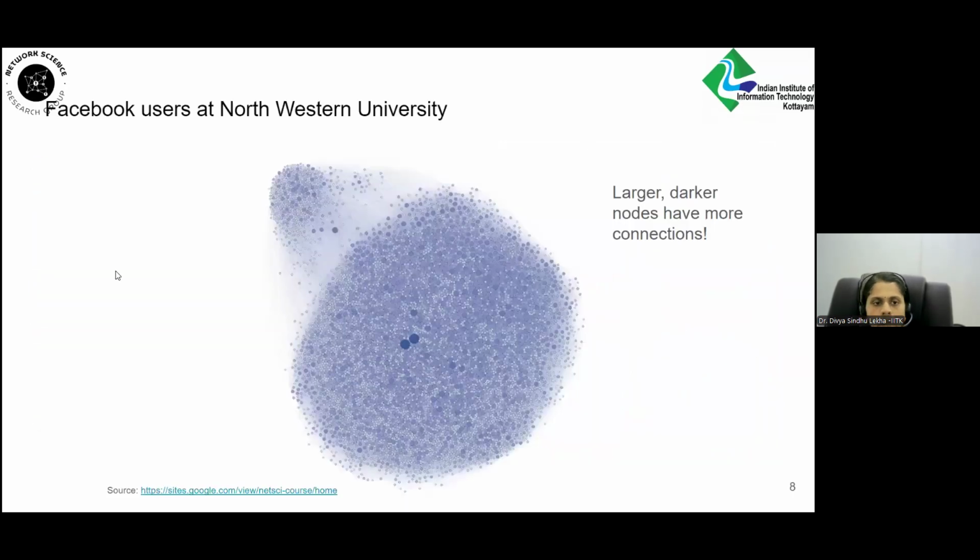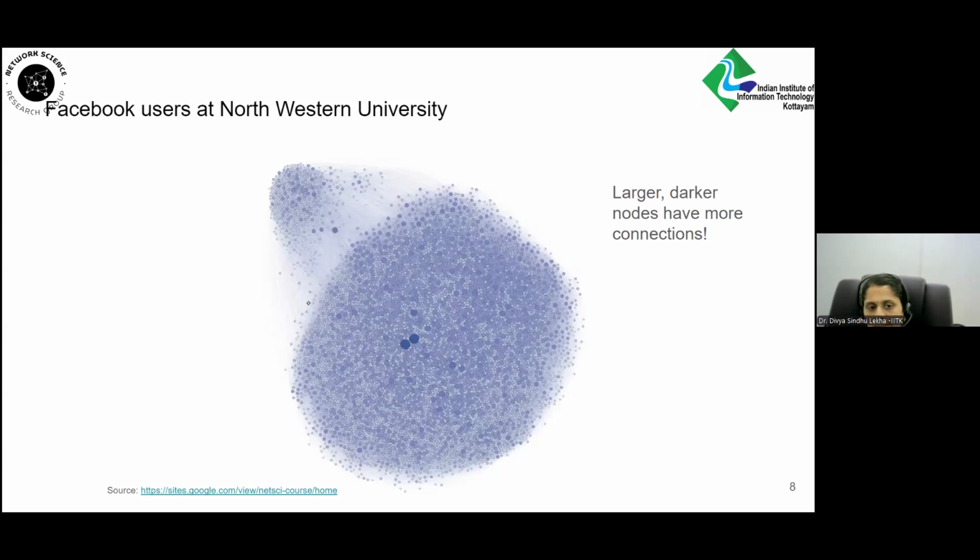This is another example, from a recent study of students of Northwestern University. They captured all the Facebook users who are students of Northwestern University and looked at the connections each one has. Here the connection again changes: it is the Facebook friendship relationship. A large number of people are involved, and you can see thread-like formations. These are the edges between the different nodes, or basically the Facebook friendships between different people.